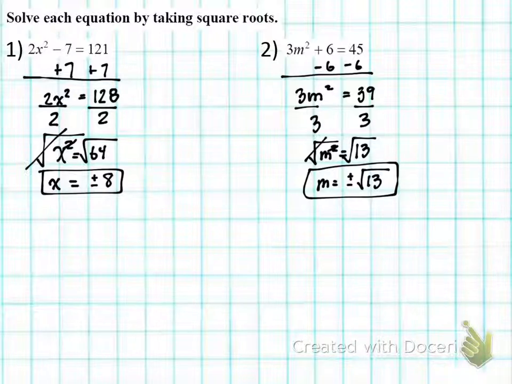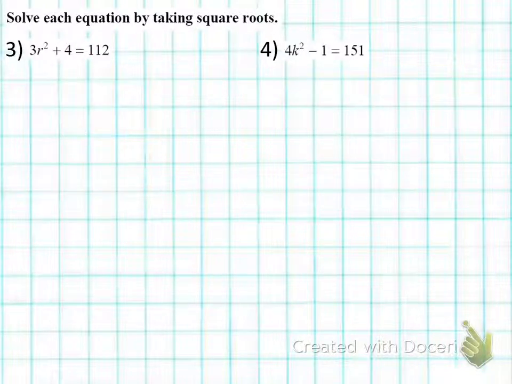Alright, number 3. We've got 3r squared plus 4 is equal to 112. So first thing I want to do is ask myself, what's A? A is 3. Is there a B? No, there is no b. And is there a c? Yeah. C is equal to what? 4.